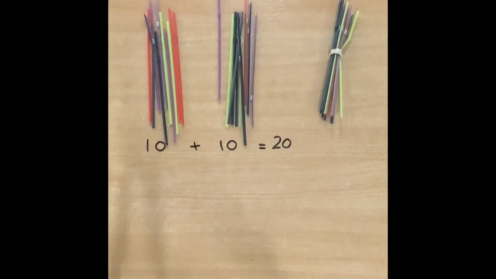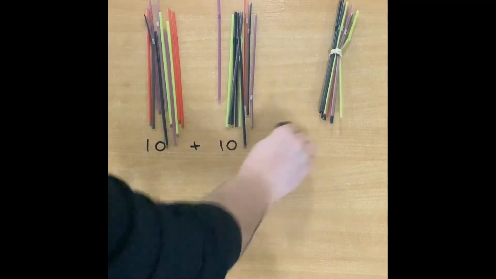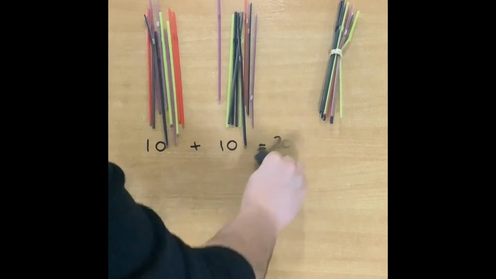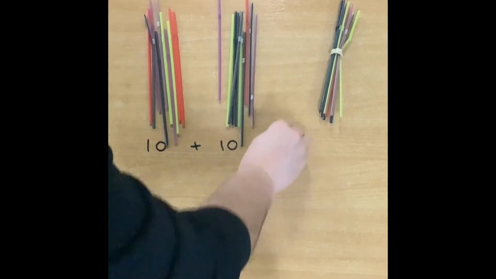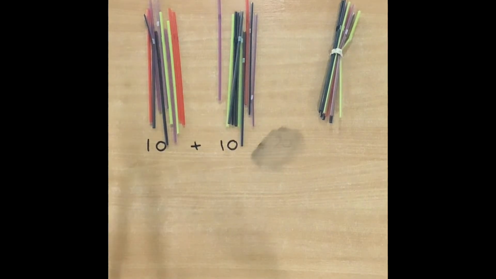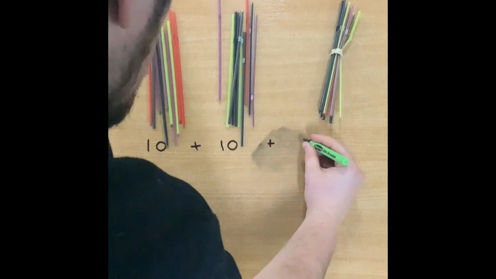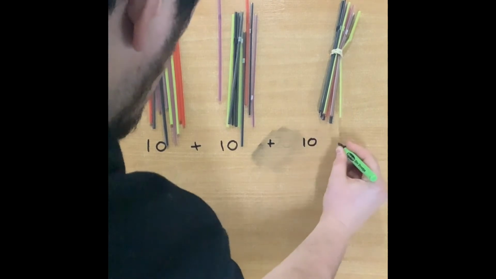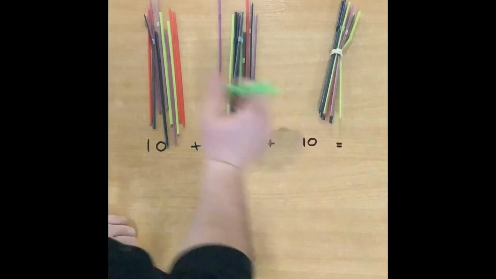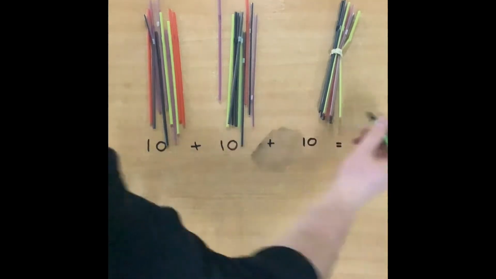So we need to change this if we're doing our 3 lots, so rub that out. Oh no, Mr. Stewart, you're marking the table. It's okay. So plus another 10. We've got another 10 straws here, haven't we? Equals 3 lots of 10.